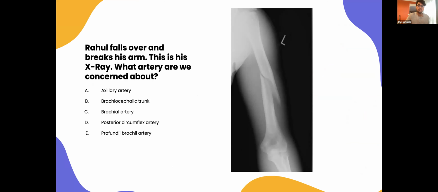Okay, Rahul falls over and breaks his arm. Let's see, it's a pretty bad break. This is his x-ray. What are we concerned about?